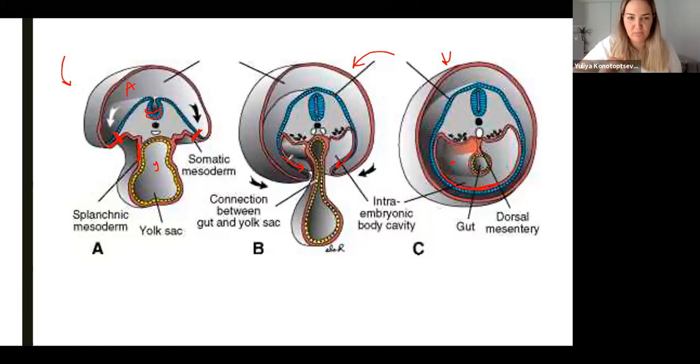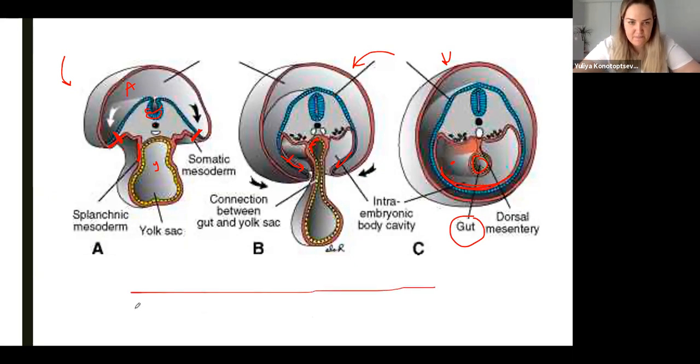The two somatopleurs cannot fuse in the middle, but they can fuse in the cephalic region and in the caudal region without a problem. When the two somatopleurs are fusing in the cephalic and caudal region, they are forcing the endoderm to become a tube there. This tube is called the gut tube.